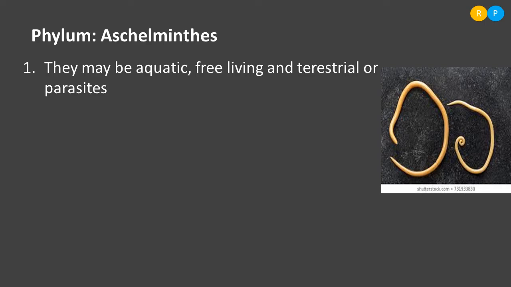So they are called free living, and some are terrestrial, and we have some parasitic organisms. Parasitic means they live within the body of another living organism and cause diseases. So we can see different habitats in these organisms: some are aquatic free living, some terrestrial, and some parasitic. That means they live within another living organism's body and feed on food from the host.